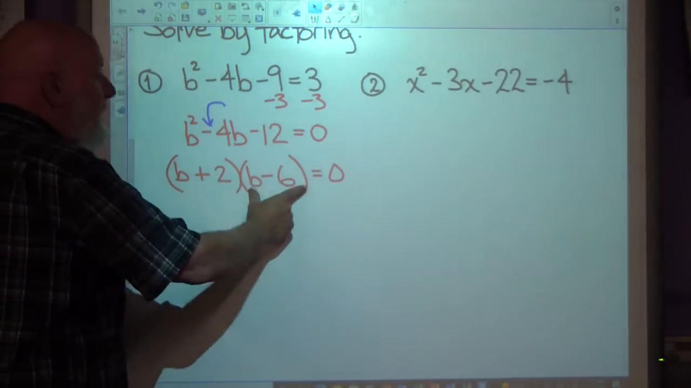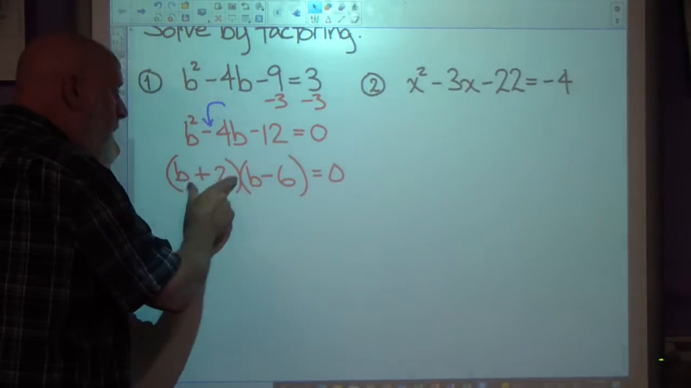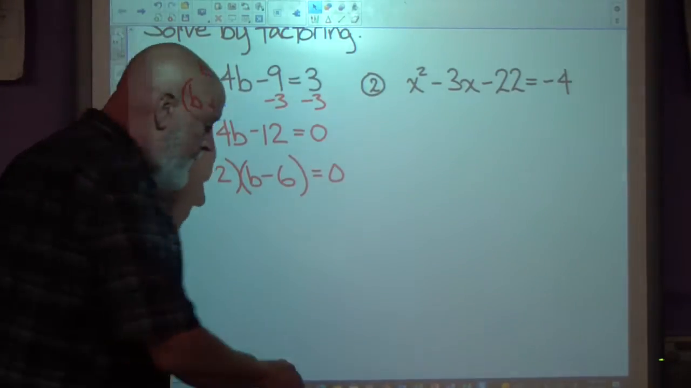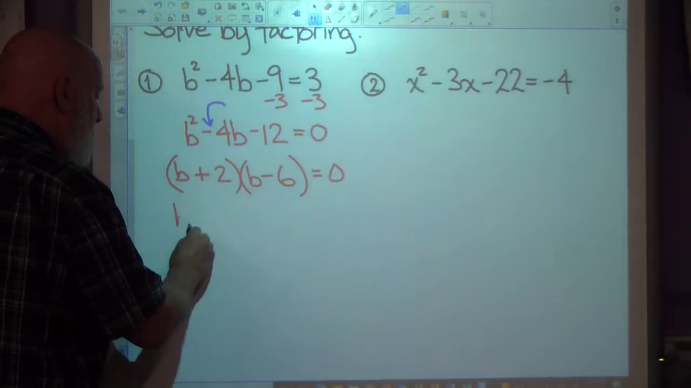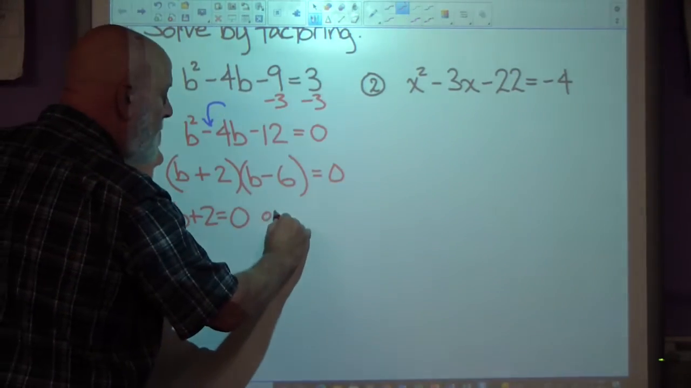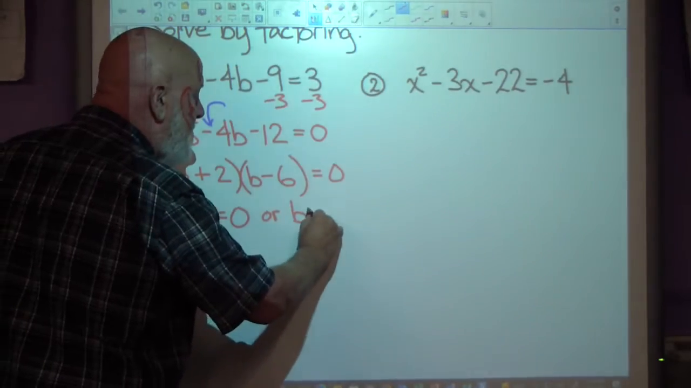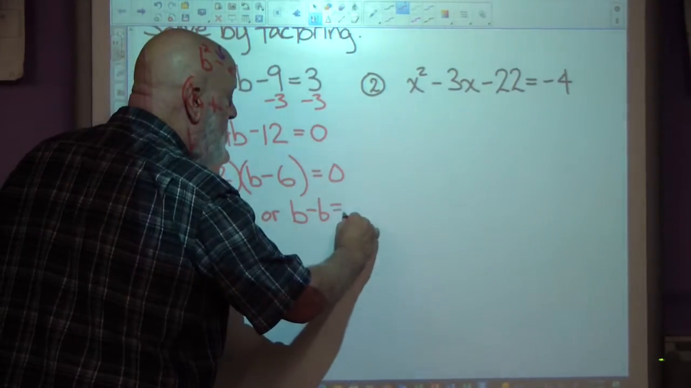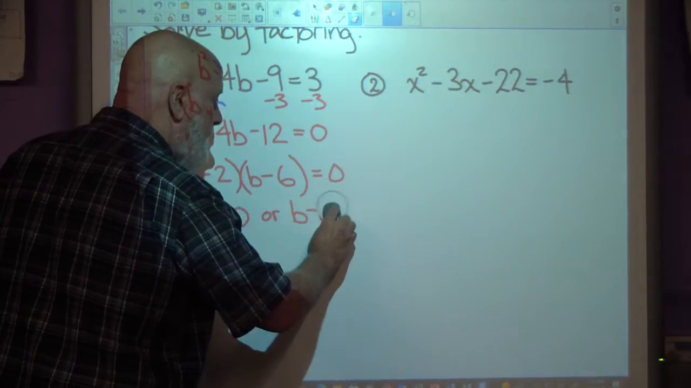I've got a factor times a factor is equal to 0. One of these has to be 0. So it's either this one, b plus 2 is 0, or b minus 6 is 0. It's supposed to be a 6.